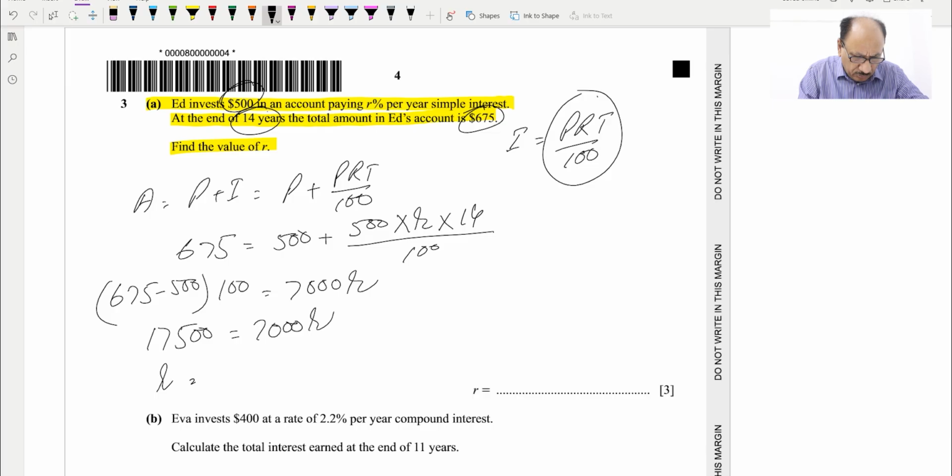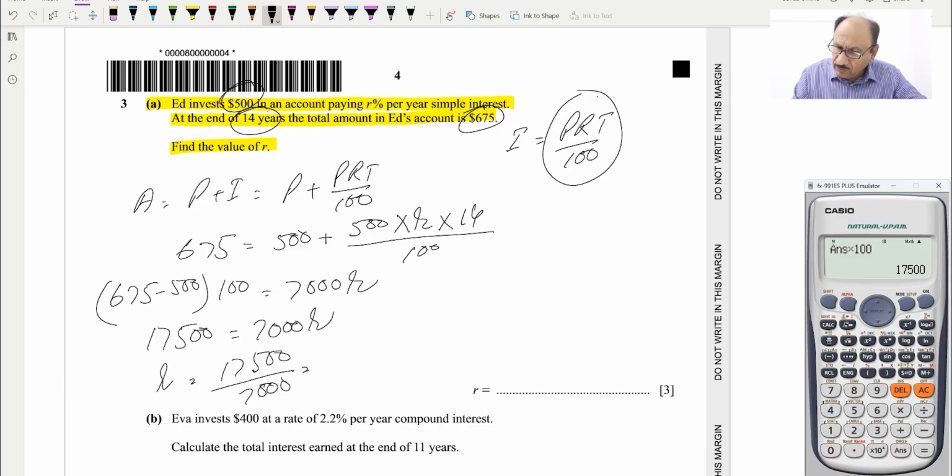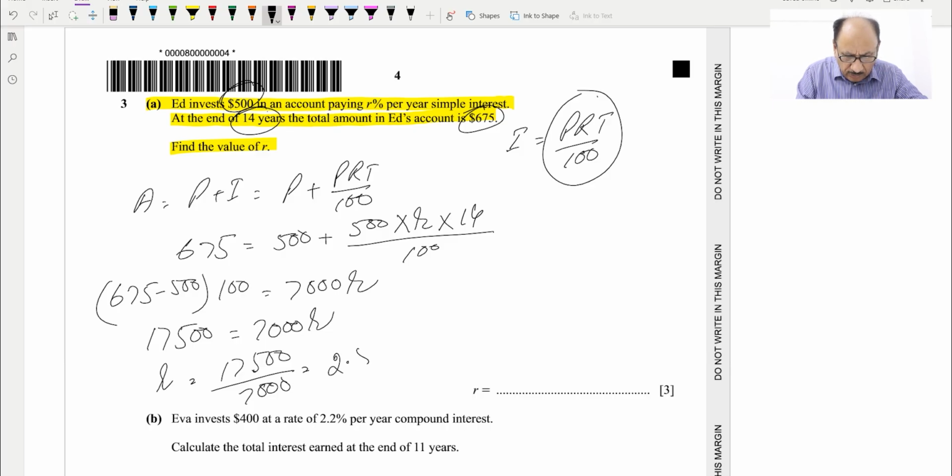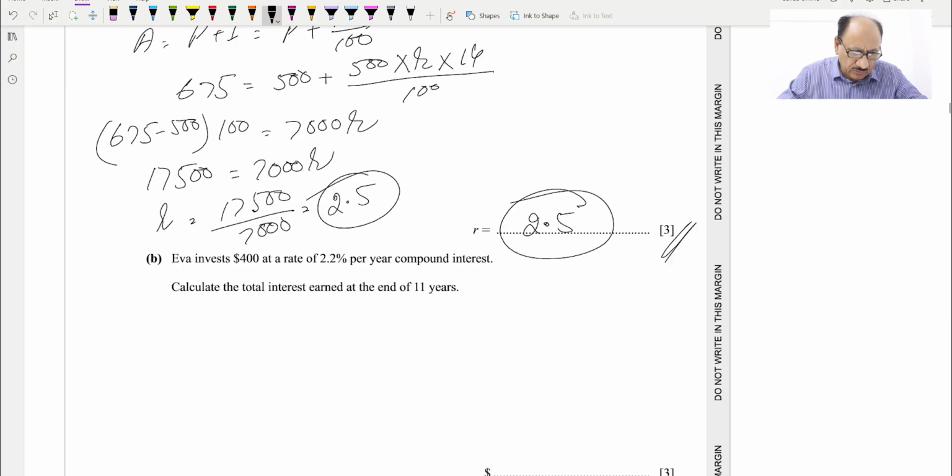So R will be equal to 17,500 divided by 7,000, and this gives us the value 2.5. So the rate will be 2.5%. R value will be 2.5. So this is a 3 marks question which we have done.